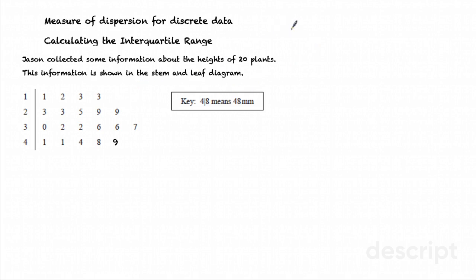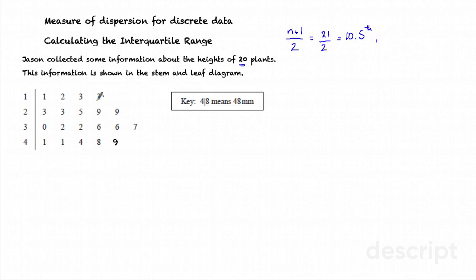So for the median, I'm going to do n plus 1 divided by 2. Remember, this time my n is 20. I had 20 plants. So that will be 21 divided by 2, and that will be 10.5. So I need to go along and find the 10.5th value.